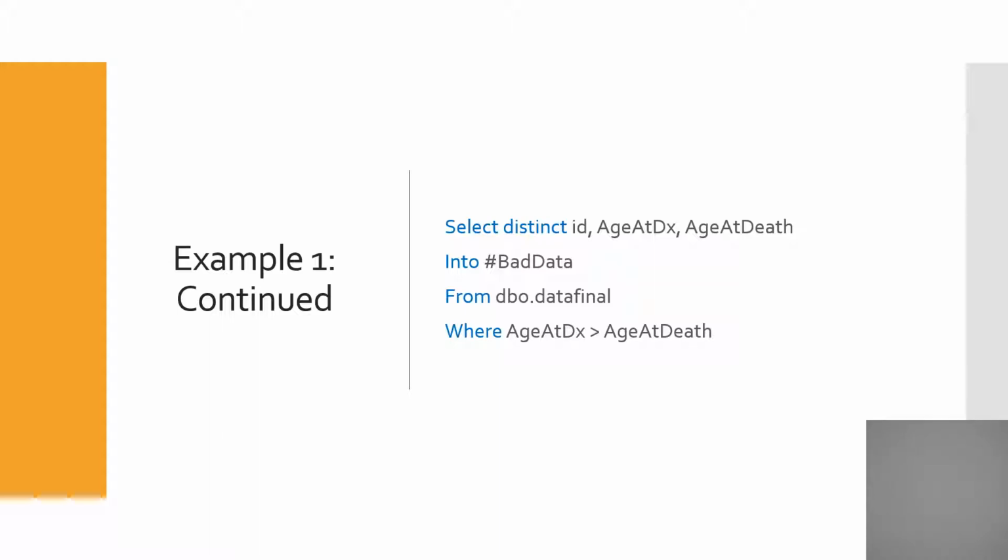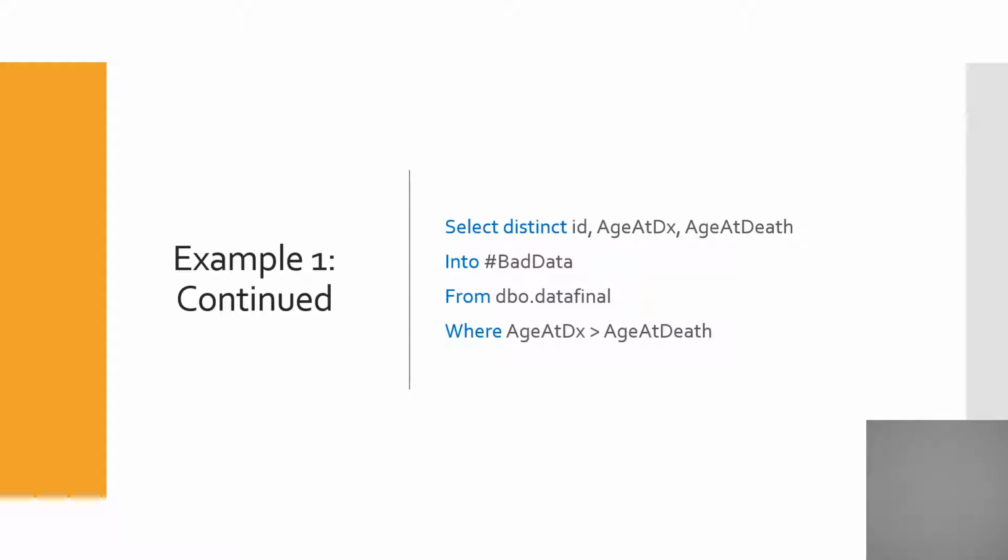After the select command comes the command into, which tells where the data is going to be put. Our file name is called bad data, and the hashtag sign is used to indicate a temporary table. The temporary table called bad data exists temporarily and is deleted when you close your SQL data management software.